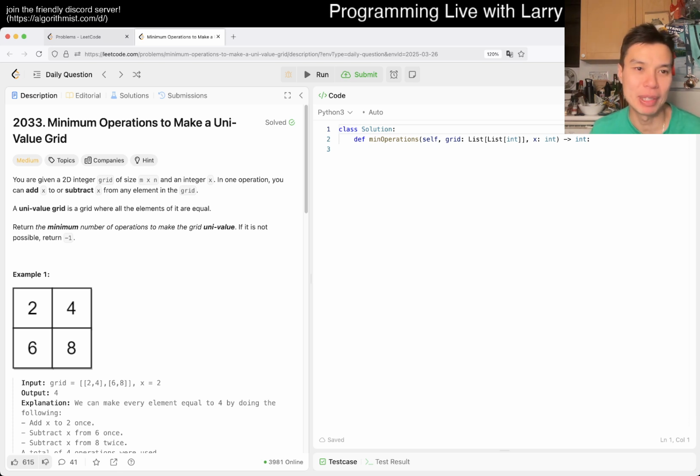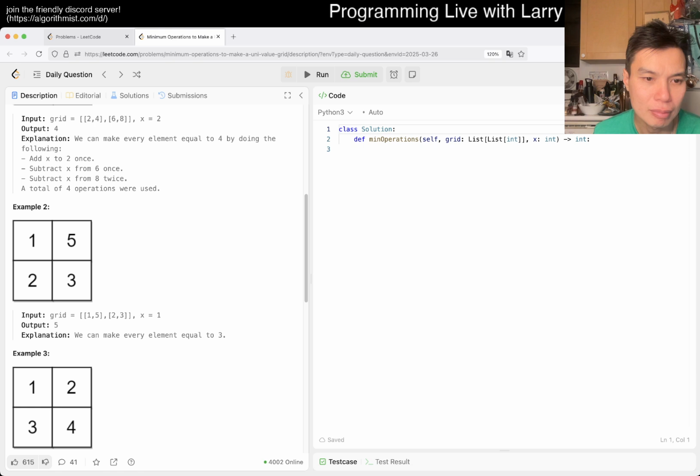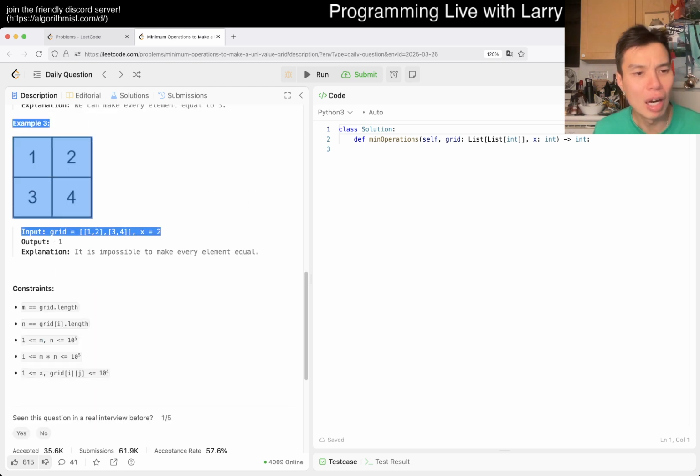But today, let's take a look at today's problem. We have 2033, Minimum Operations to Make a Uni-Value Grid. What is a Uni-Value? I guess we'll probably find out. You're given a 2D integer grid. In one operation, you can add x or subtract x from any element in the grid. Can you make all the grid elements equal? If it's not possible, return -1. I don't get it. You can make it all go to 4, okay. Or you go to 3, okay.